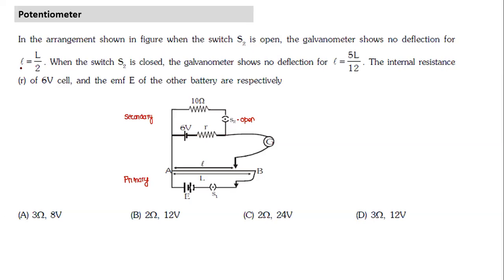The galvanometer should have no deflection for L equal to L by 2. So what is the first reading? Phi L by 2 is equal to 6. And so what is 6? Phi L by 2 equals E by 2. So 6 becomes E by 2. So this itself tells you the value of E is equal to 12. Yes, sir. And then this is connected, again the same thing. So basically, the galvanometer shows no deflection at L equal to. So what is phi equal to?